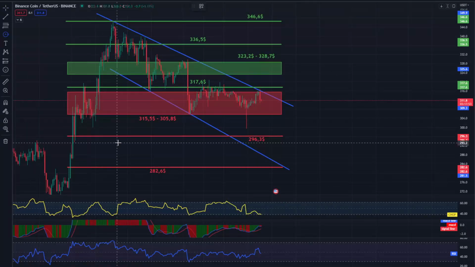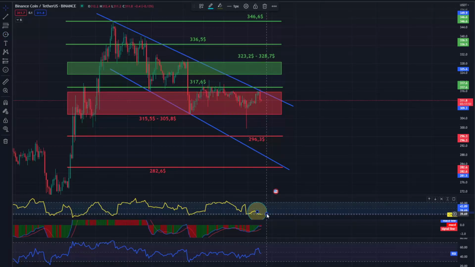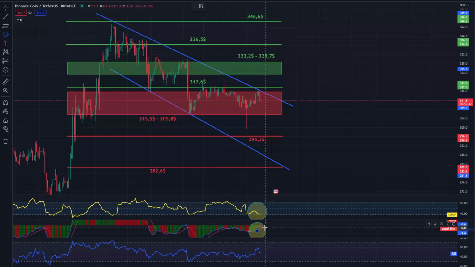The CHOP index indicates that the energy has been used. The MACD indicator is in an uptrend. On the other hand, on the RSI we see a rebound to the lower part of the range, which creates room for new increases.